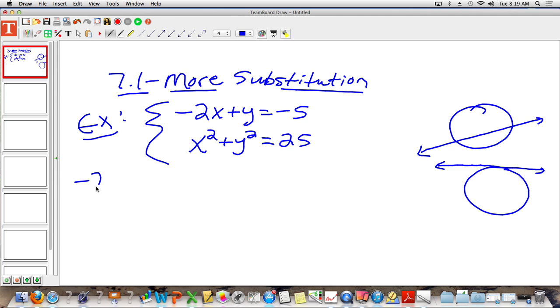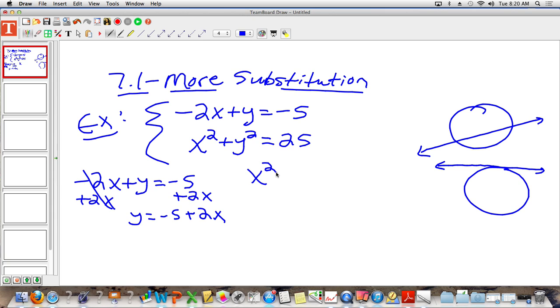So we have negative 2x plus y is equal to negative 5. I'm going to add 2x to each side. So y is equal to negative 5 plus 2x. Now I'm going to take this y value and plug it back into the y in the second equation. So I'm going to rewrite the second equation, x squared plus, instead of writing y, I'm going to write what we came up with for y, which is negative 5 plus 2x.